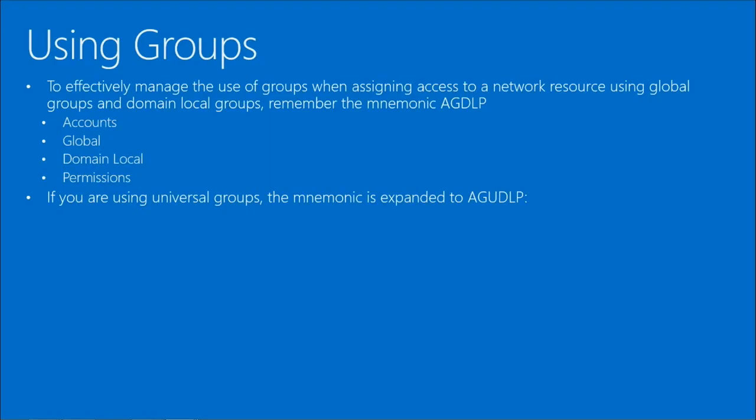Using groups, there are multiple types of groups, and it mentions the mnemonic AGDLP. So the domain local groups and the other groups are accounts, global, domain local, and permissions. These are how you effectively figure out the permissions in your system. How you apply them. Exactly, how you apply them. If you're using universal groups, you can expand the mnemonic as AGUDLP.